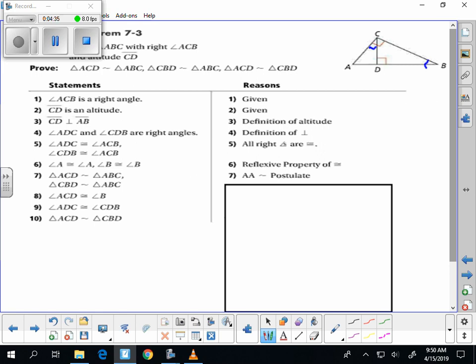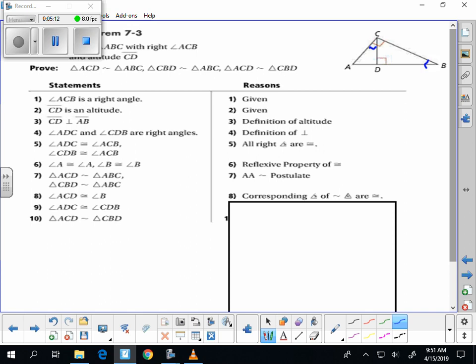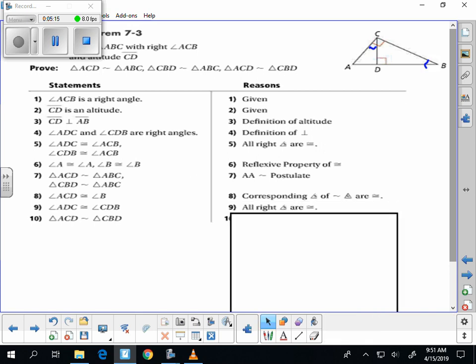Why can I say those are congruent? We already proved that the triangles are similar, right? If we have similar triangles, all the sides have to be proportional, all the angles have to be congruent, right? So in similar triangles, corresponding angles are congruent. And number 9, ADC is congruent to CDB. Not the 2 triangles, but those are again right angles.